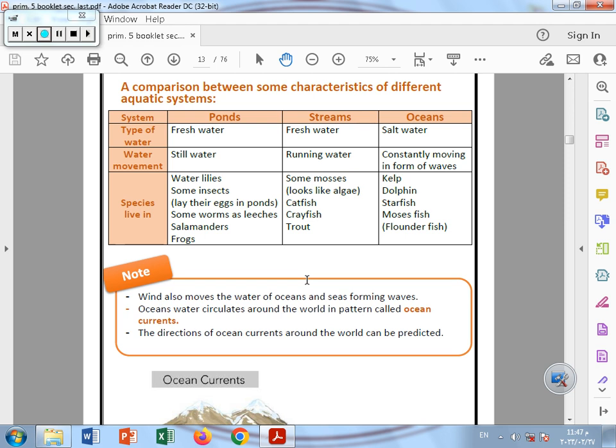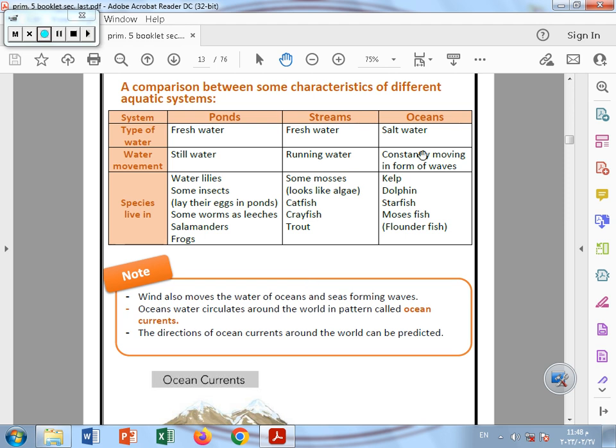In the ponds, we can find water lilies, some insects, some worms, the salamanders and the frogs. They live in the ponds. But in the streams, we can find some mosses, and they look like the algae, the catfish, crayfish, and the trout, and it's a type of fish also. In the oceans, we can find the kelp, dolphin, starfish, and flounder fish. It's a type of fish that sucks the blood from other living organisms.